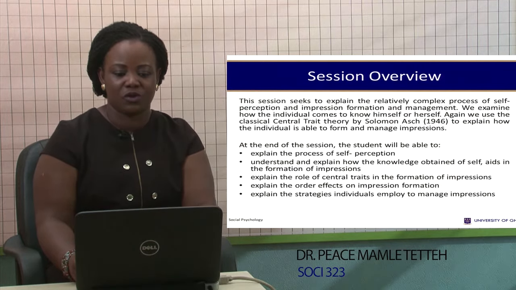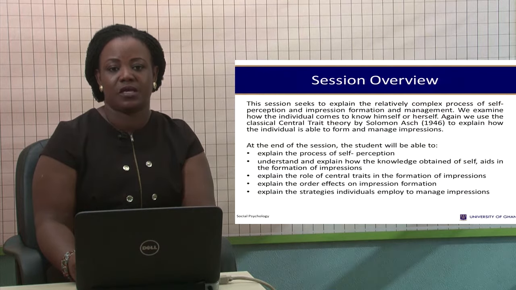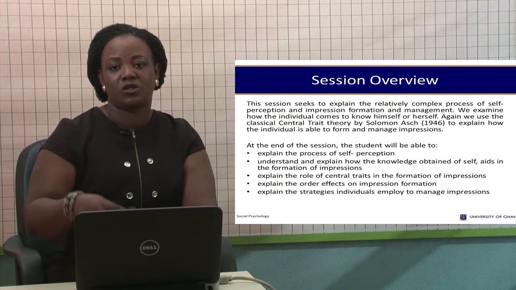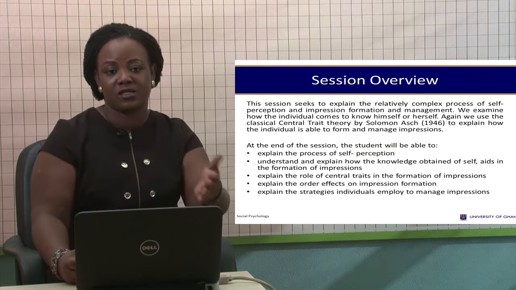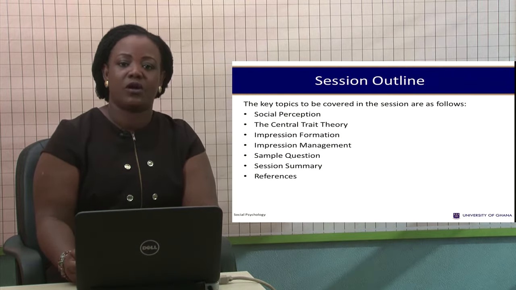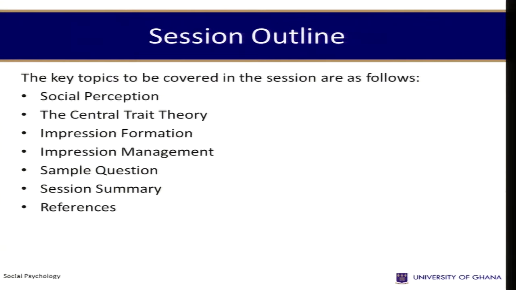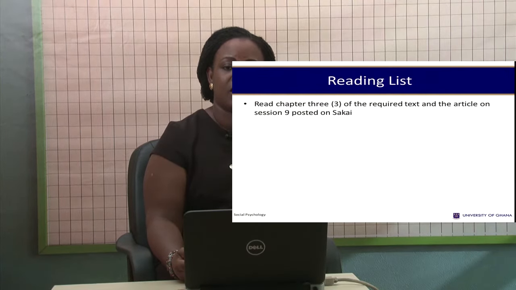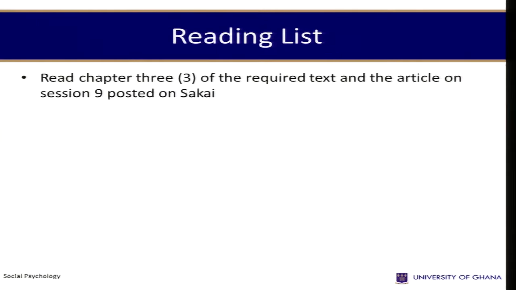So in this session, we are going to explain the process of self-perception. We are going to understand how the knowledge of ourselves aids in the formation of impressions. And we are going to look at this by looking at one of the main critical theories, the central trait theory, and see how we use these impressions in our relationship with others. First, forming impressions or creating and managing impressions with others. So we are going to look at these key issues: the social perception or self-perception, the central trait theory, impression formation, and impression management. Here again, chapter 3 of the required text will be very useful.